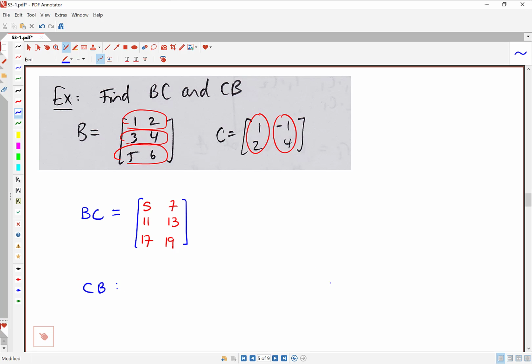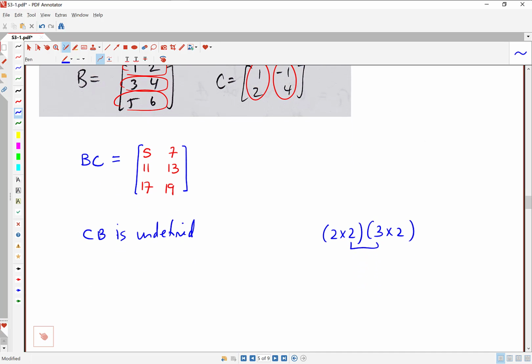Okay, now let's think about CB. First thing I would do is maybe just on the side, think about the sizes. So C is 2x2, B is 3x2. Already we can see the inner numbers are not equal, so CB is going to be undefined. If you want a visual way of thinking about that, C looks like this, whereas B looks like that.